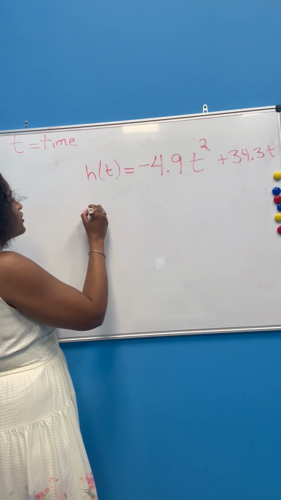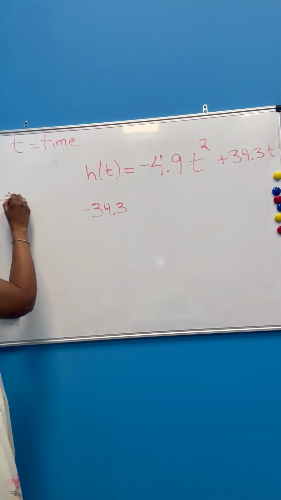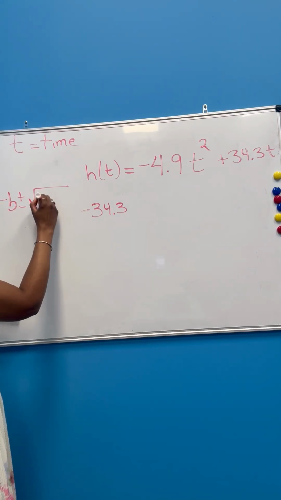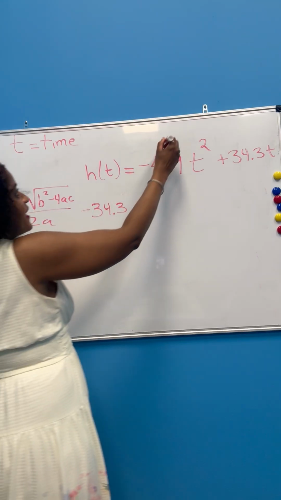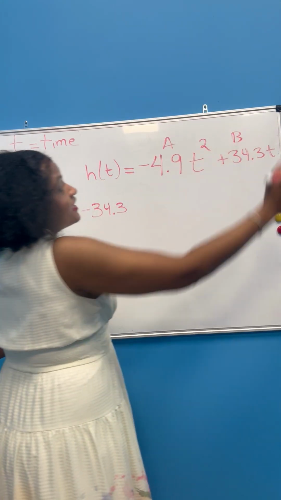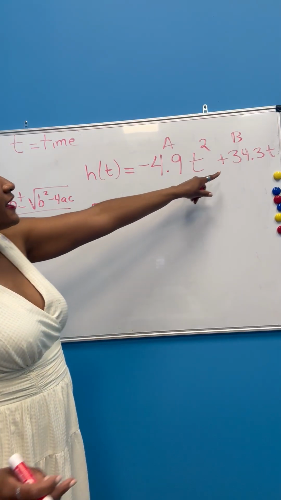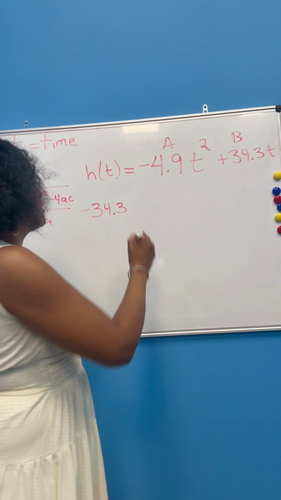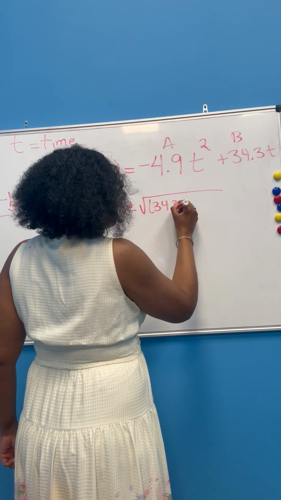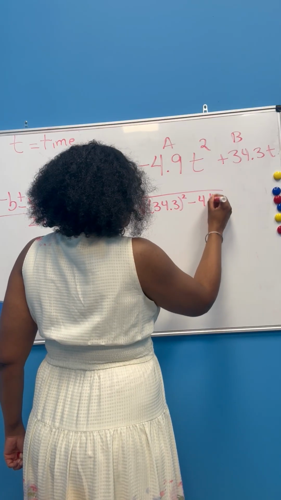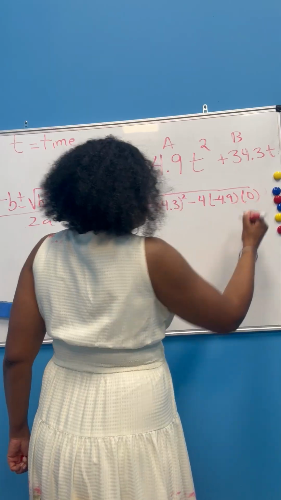With the quadratic formula, you would do negative 34.3. You do need to know the quadratic formula. This is my A, and this is my B, and there's no C in this problem, so C is equal to 0. So I will do negative 34.3, that's negative B, plus or minus the square root of 34.3 squared minus 4, A is negative 4.9, and C is 0.